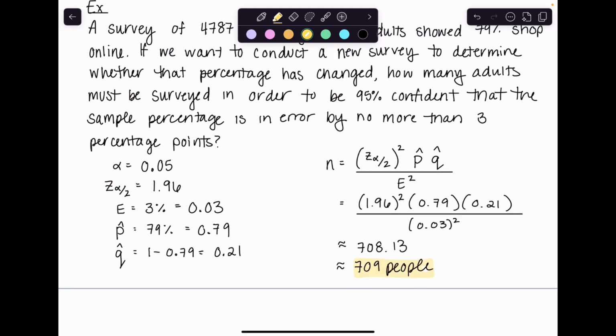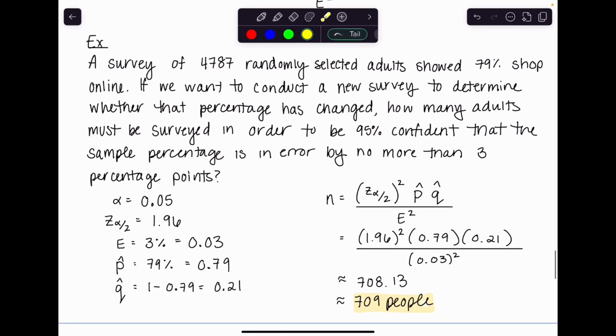So if you didn't have this original survey and knowing that it was the 79% result, instead, again, what you would do here is put the 0.5 and 0.5 to make it 0.25. And you would see you probably actually need a lot more people to get that true confidence interval within 3 percentage points.